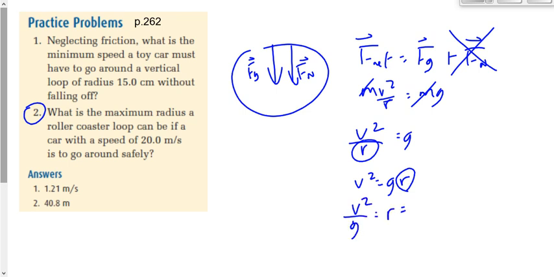So that's equal to what? 20 squared divided by 9.81. 400 divided by 9.81. 40.8 meters. So if you go bigger than that, then you're going to fall out of the loop. Not straight down, but off in a parabola. If you go slower, or a smaller loop than that, then you're fine at that speed. So if you're going too slow, you either need to speed up or make the loop smaller. Does that make sense?